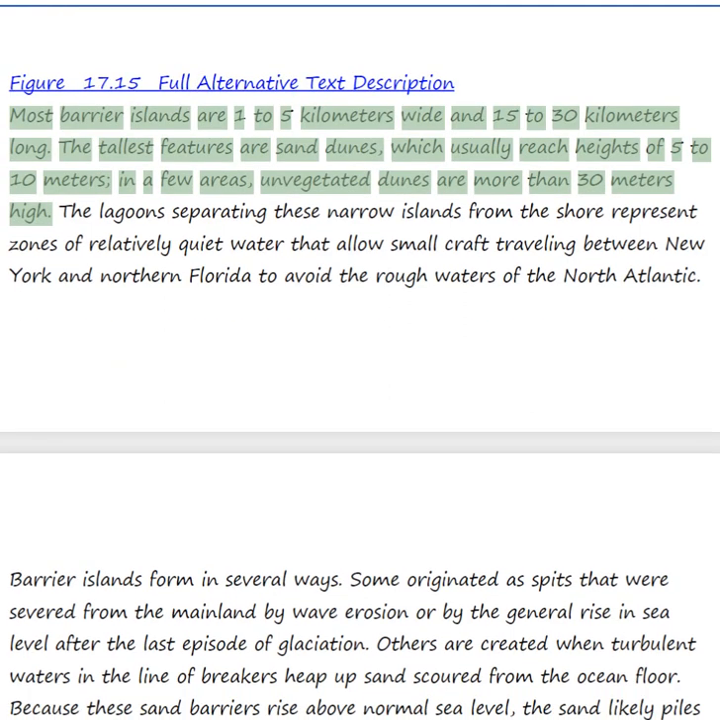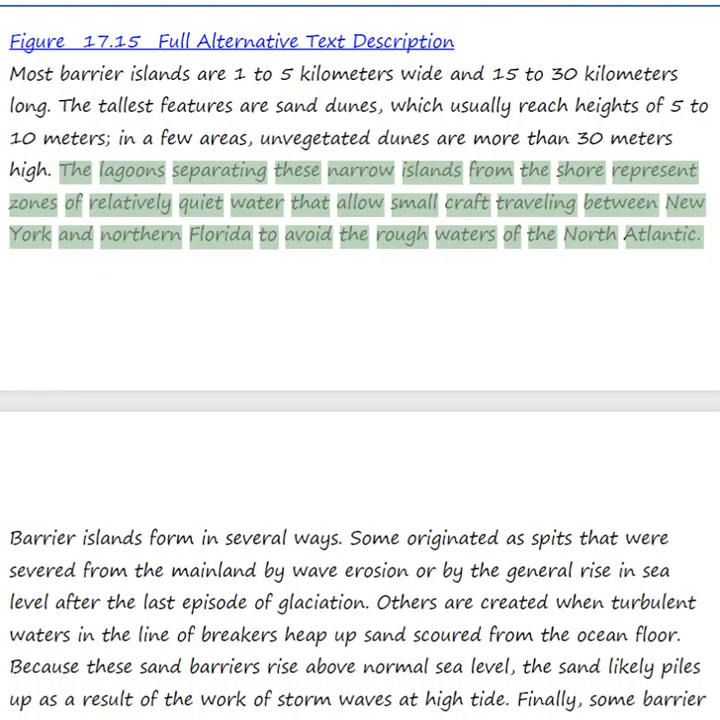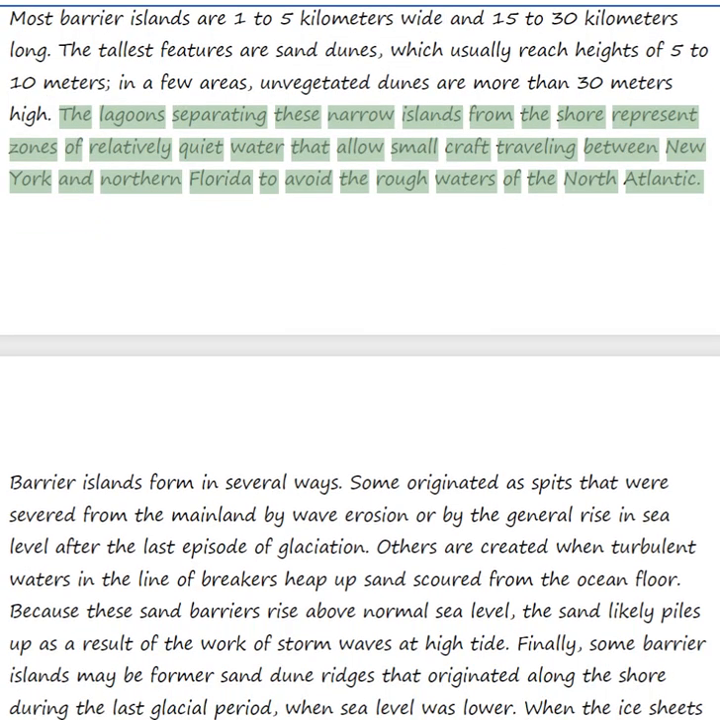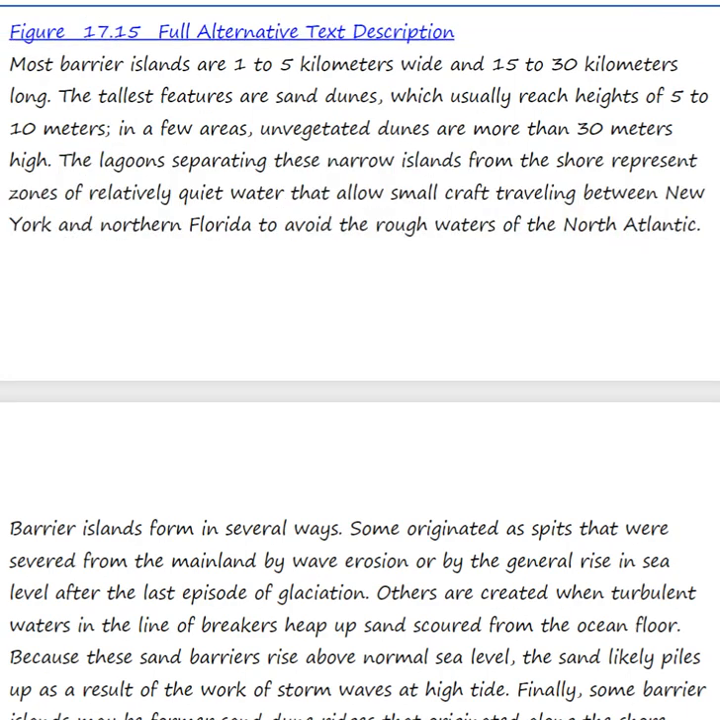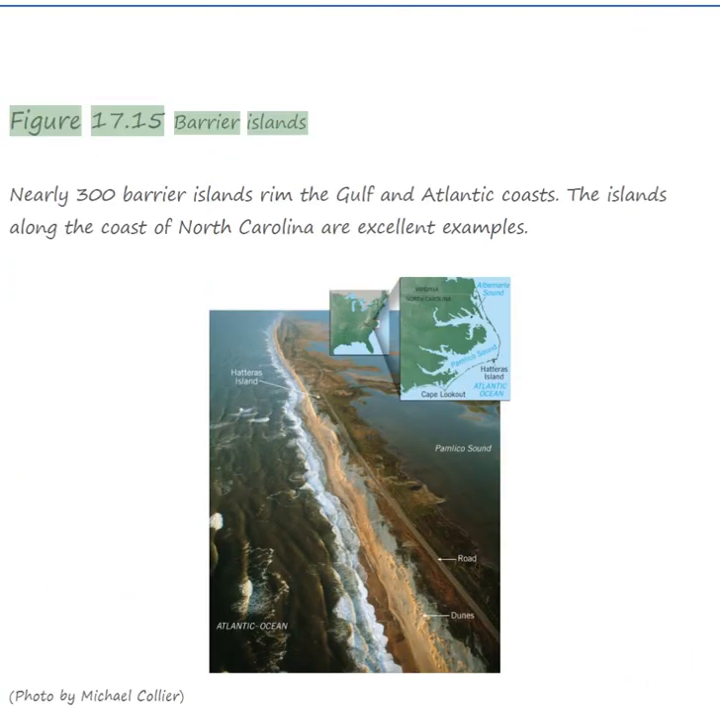Most barrier islands are 1 to 5 kilometers wide and 15 to 30 kilometers long. The tallest features are sand dunes, which usually reach heights of 5 to 10 meters. In a few areas, unvegetated dunes are more than 30 meters high. The lagoons separating these narrow islands from the shore represent zones of relatively quiet water that allow small craft traveling between New York and northern Florida to avoid the rough waters of the North Atlantic. Figure 17.15 Barrier Islands.